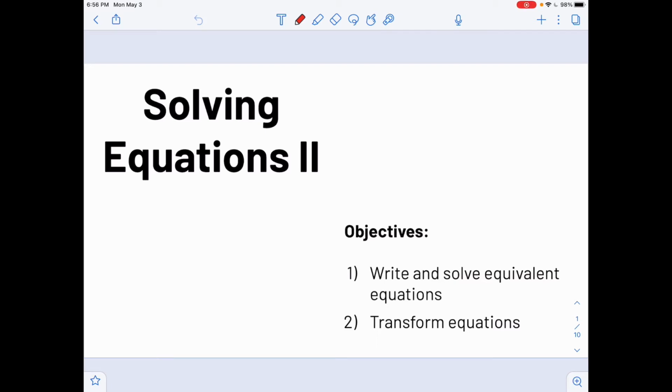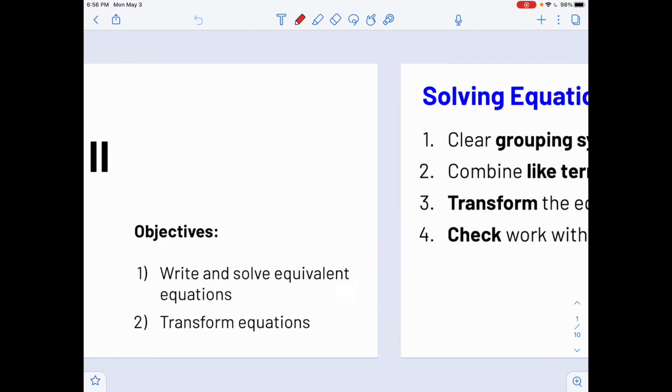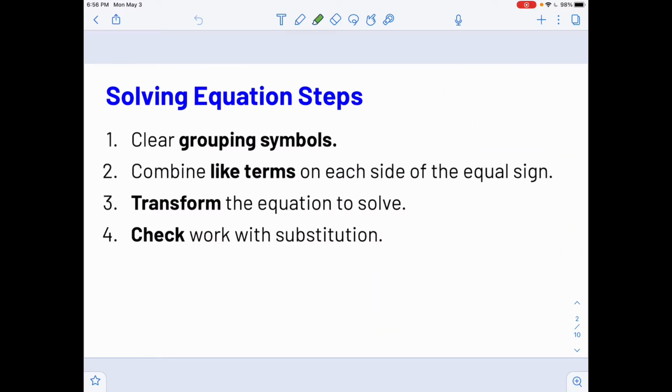Today's lesson is solving equations 2. Our two objectives are to write and solve equivalent equations and to transform equations. There are 4 steps in solving equations, and I want you to write these 4 steps in your notes.